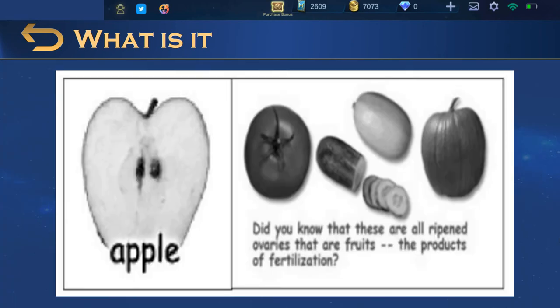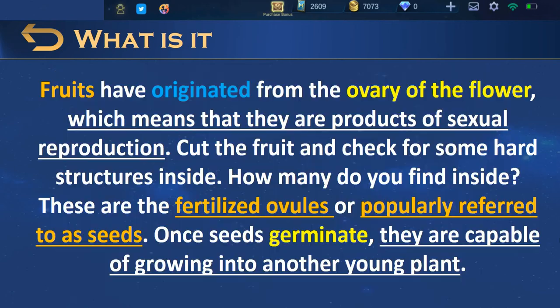So this is an example of an apple. Did you know that these are all ripened ovaries? And they are called fruits. Fruits are the so-called products of fertilization. Fruits have originated from the ovary of the flower, which means that they are products of sexual reproduction.